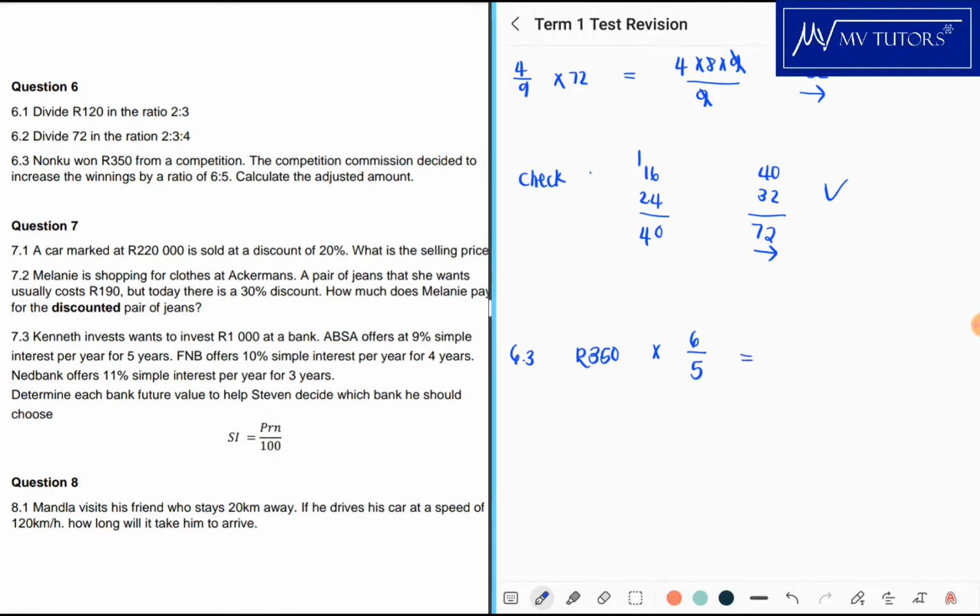So now 350, if I think of 350, I think of 7 times 5 for 35. So 7 times 5 times 10. That's how I'm breaking it up. 7 times 5, which is 35, times 10 is 350. And I'm multiplying by this 6 and I'm dividing by 5. The 5's get to cancel. So I'm left with 7 times 10, which is 70.